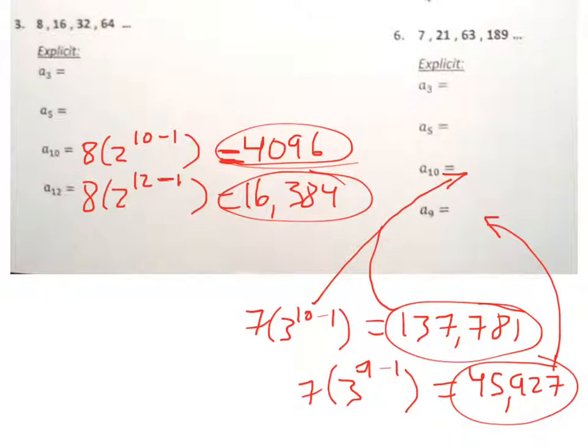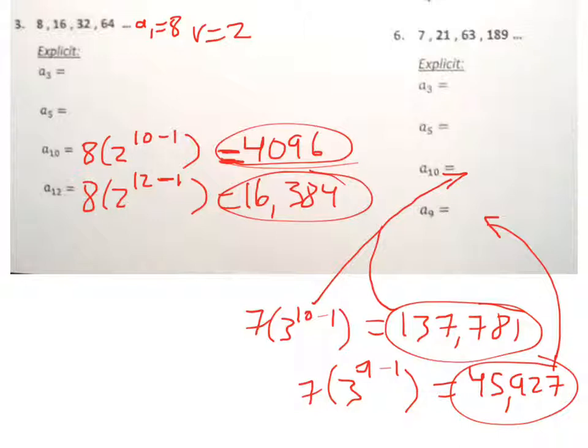Moving on to 3 and 6 there at the bottom. Notice I already have some things down. Let me explain where those come from. On 3, we have a particular sequence that starts at 8, and it has a pattern of timesing by 2 every time. So my common ratio is going to be 2.